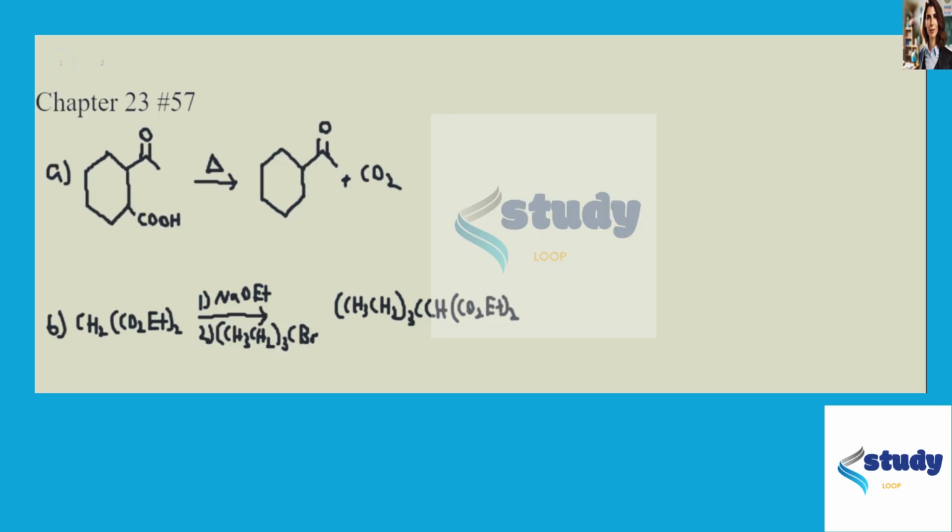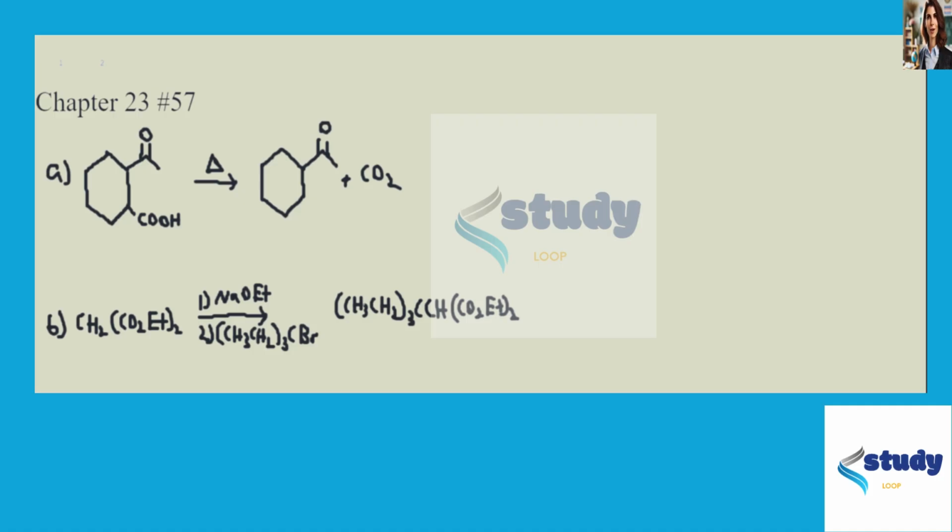This is the answer to Chapter 23, problem number 57 from the Smith Organic Chemistry textbook. This problem asks us to explain why each of these three reactions will not proceed as written.